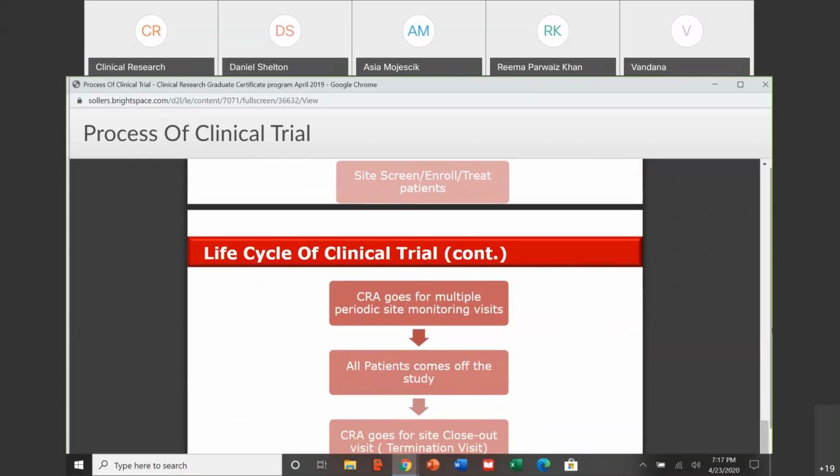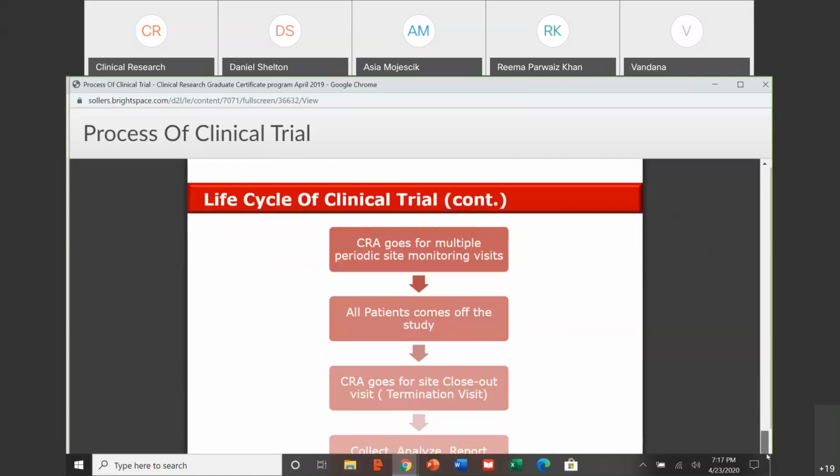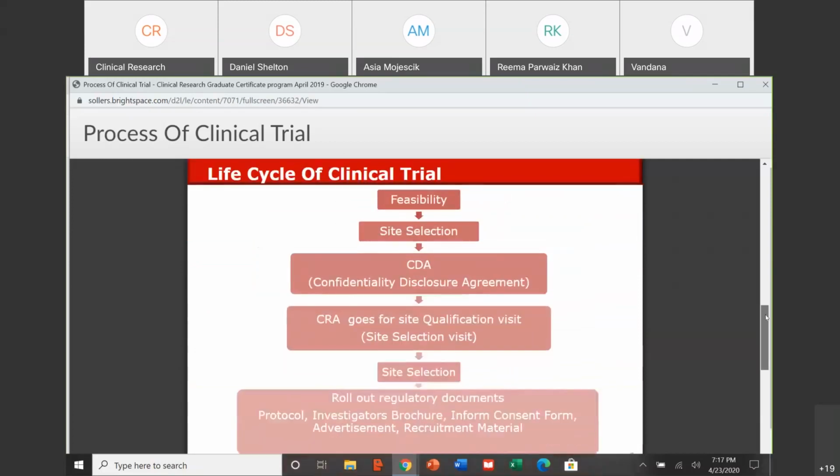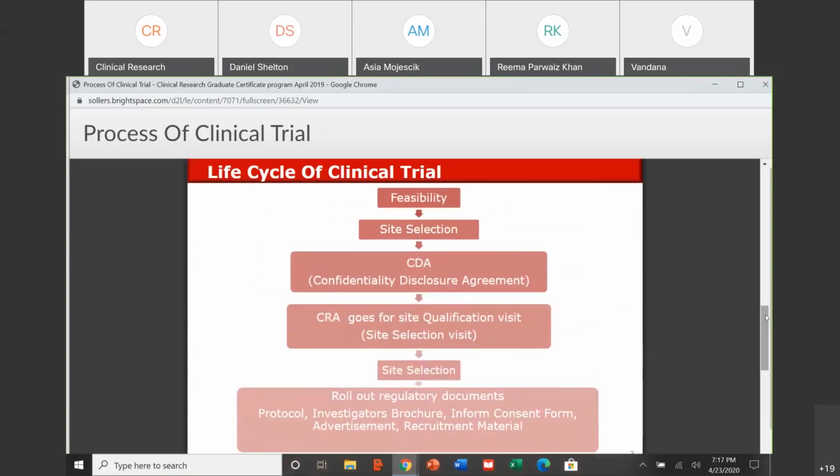And then who's going to analyze the data? Biostatisticians will analyze the data. And who's going to submit the data to the FDA? Medical writers with cooperation from submissions team. So if you see, I mentioned almost 16 different cross functionalities who work closely to make clinical trials happen.